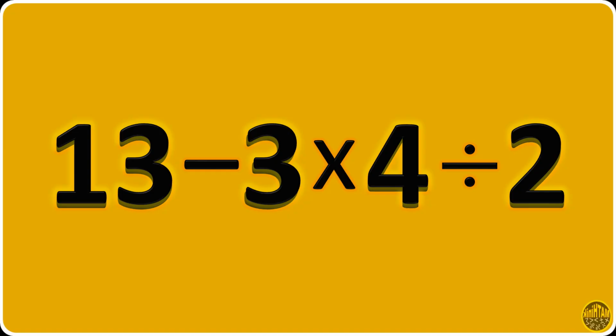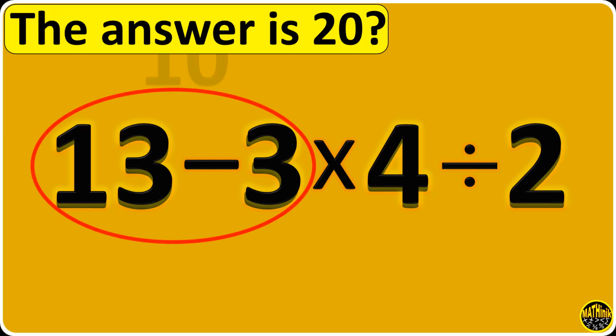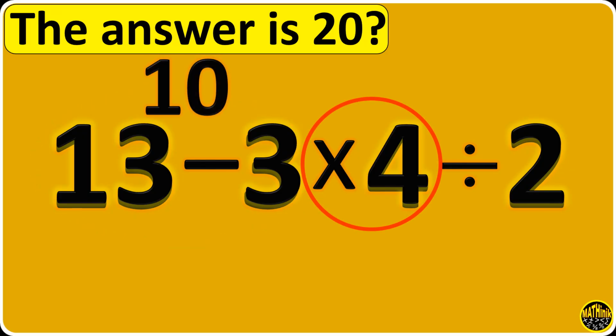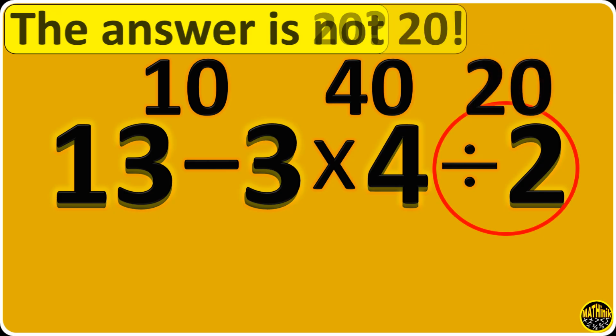At first glance at this expression, 13 minus 3 times 4 divided by 2, it seems the answer is 20, right? Because 13 minus 3 is 10, times 4 is 40. Then, divided by 2 is 20. But, it is not. Are you in shock? Stay tuned to find out the correct answer.